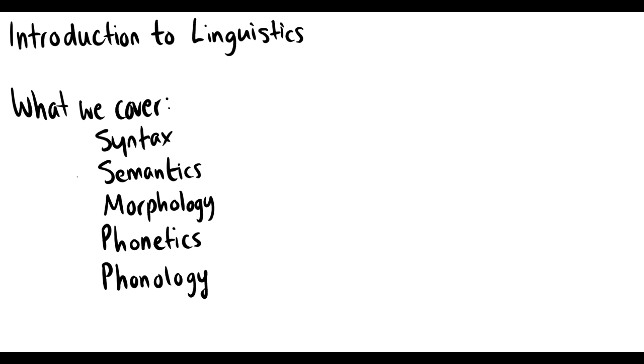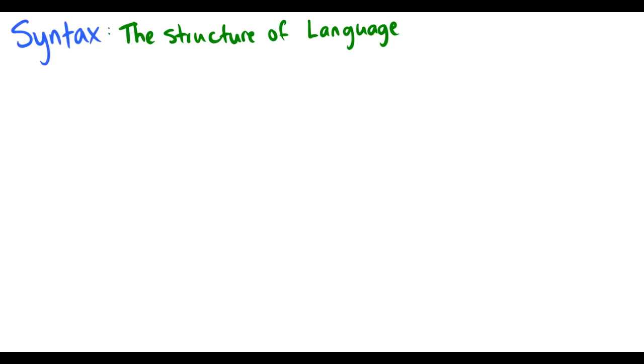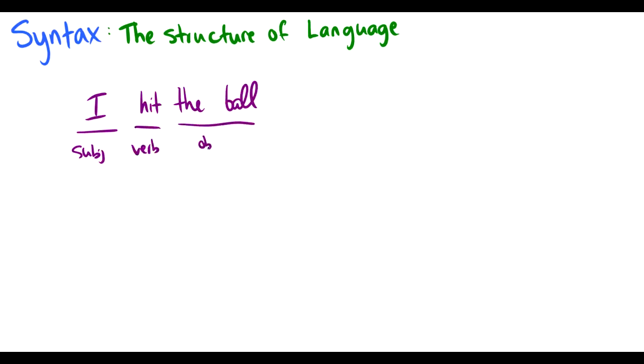Well, we'll start with syntax. And syntax is the structure of language. So languages, like English, have a word order. For instance, we would say, I hit the ball. And with this sentence, we would have a subject, which is I. We have a verb, which is hit, and then we have the ball, which is our object. And we can classify this as an SVO language.